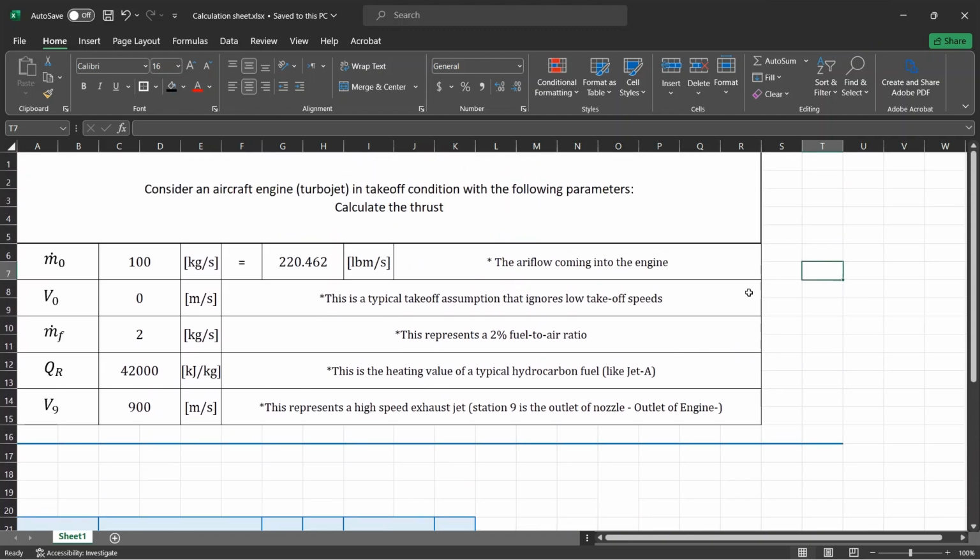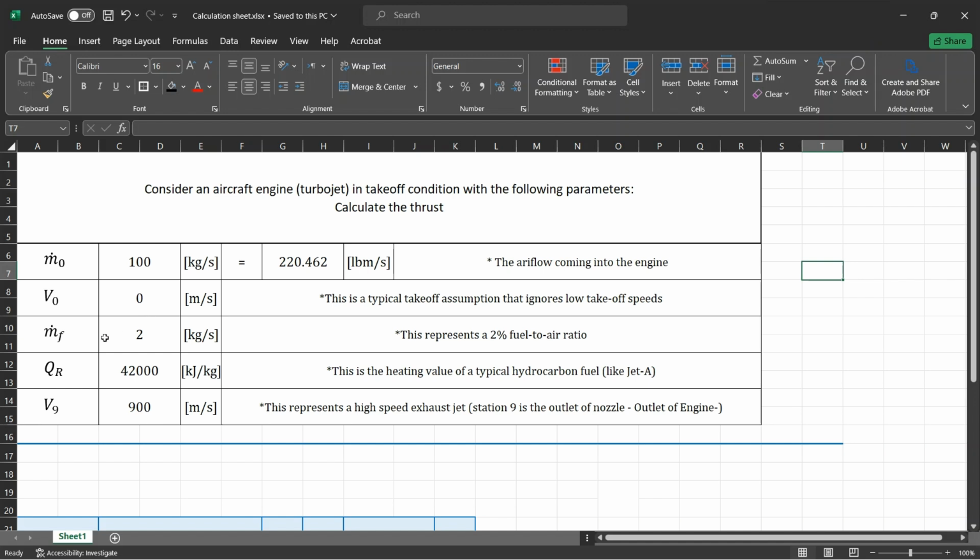Now, the inputs of our problem: the airflow at the intake of the engine is 100 kilograms per second, which equals 220.462 pounds of mass per second. And then the typical assumption is that V0 equals 0.